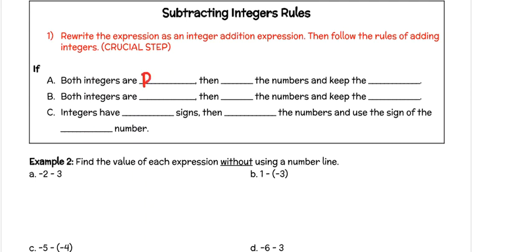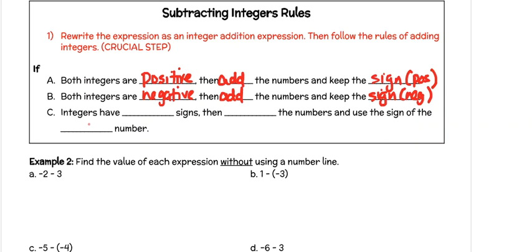When both integers are positive, then add the numbers and keep the sign, the positive sign. Both integers are negative, then add the numbers and keep the sign, which is negative. Integers have different signs, then subtract the numbers and use the sign of the larger number. And if you're confused about this, I'd really go back and watch the adding integers lesson again.